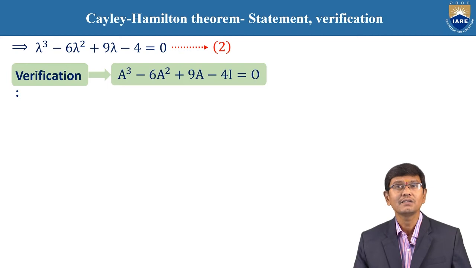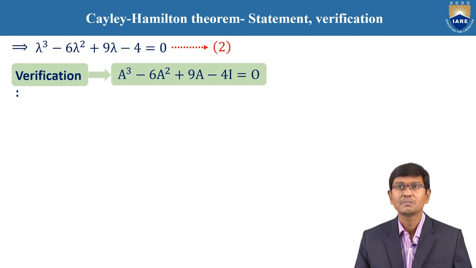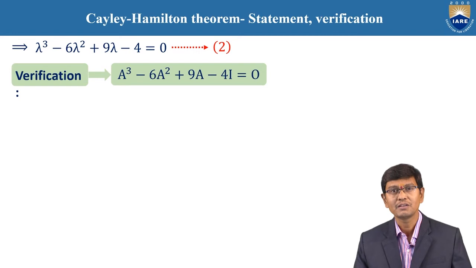And in this equation, we need to know the meaning of I, the meaning of A, the meaning of A square, and the meaning of A cube. We know the given matrix A properly, and I is also known. Assuming the given matrix is of order 3 by 3, you take I as the unit matrix of order 3 by 3, that is 1 0 0, 0 1 0, 0 0 1.